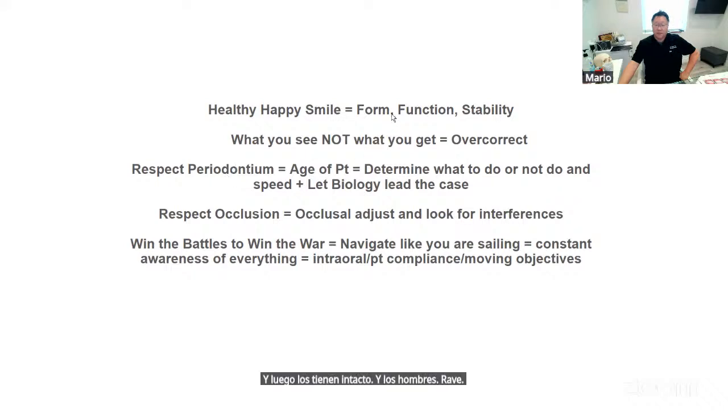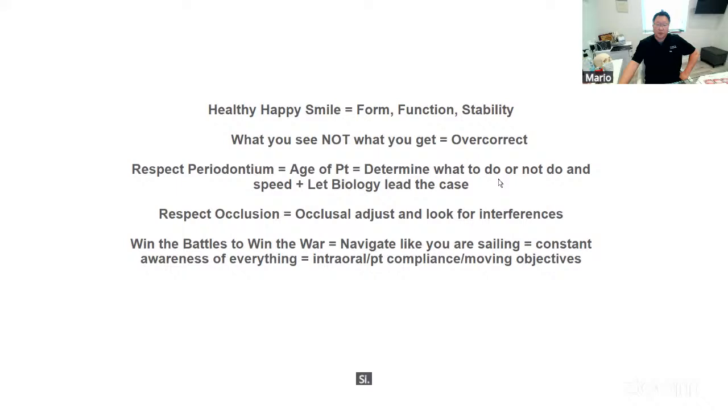So in order to have form, function, and stability, we look at the age of the patient, whether they're teenagers, whether they're minors, whether they're adults. We've got to look at their biotype, look at how much bone they have, and determine what to do and what not to do based on all these items.